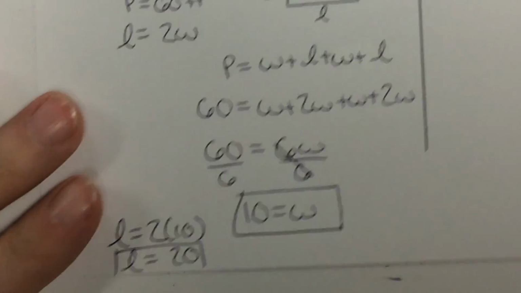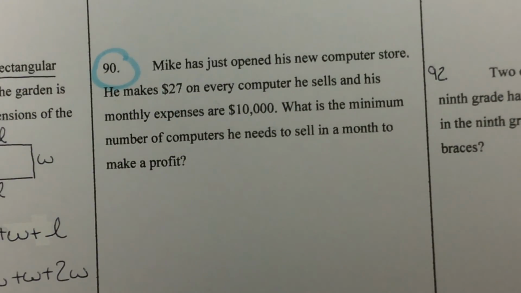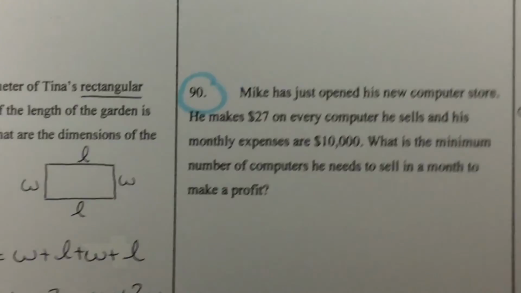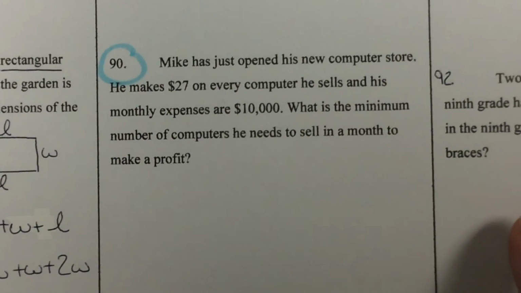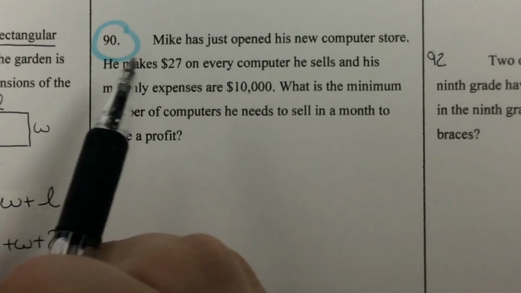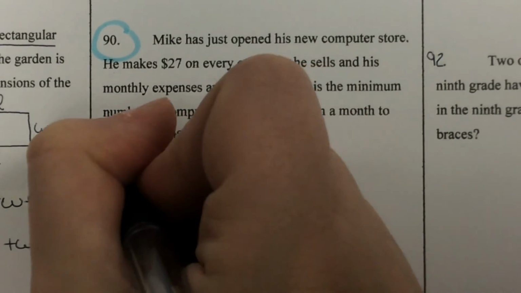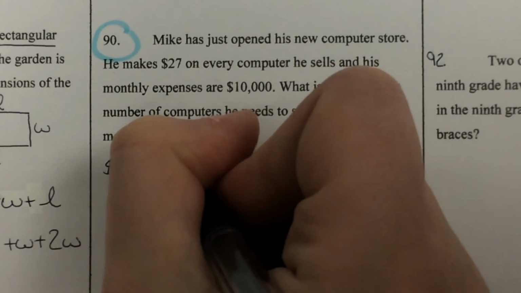Okay. Let's move on to 90. Mike has just opened his new computer store. He makes $27 on every computer that he sells. Okay, let's stop here and like we did in number 88, let's write any information that we're given. Right. So we know from reading the problem that for every computer he sells, he's going to make $27. So I'm going to write $27 per computer.